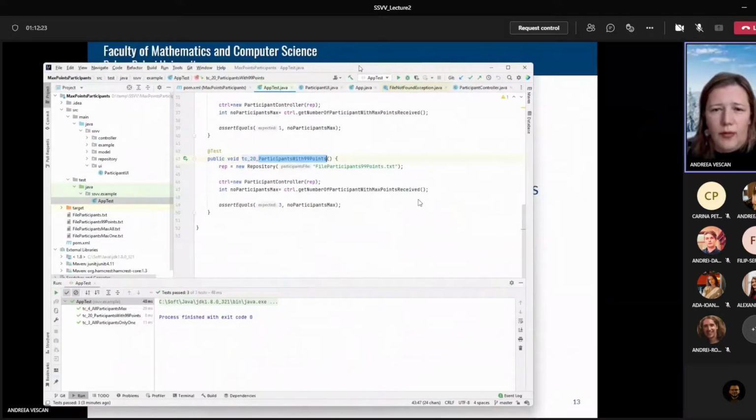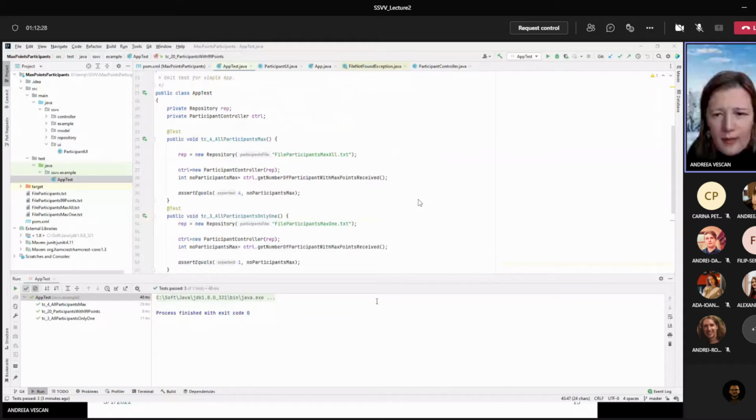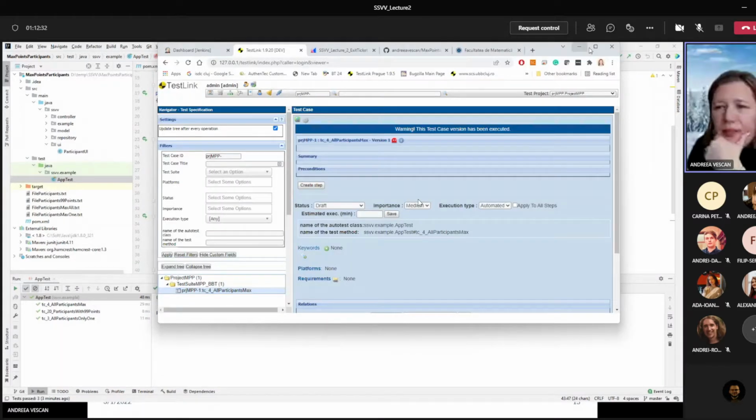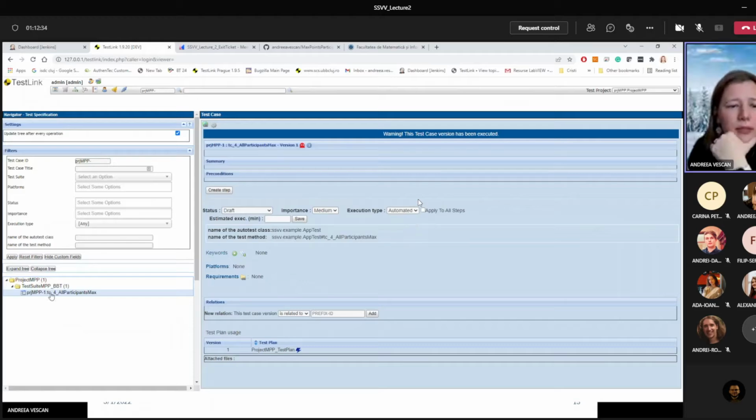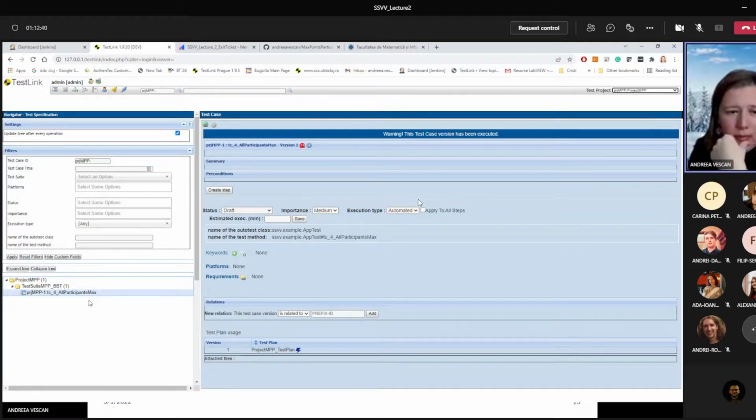This one for the application, right? So one of the test cases. Okay, so this is the test project, the test plan. As you can see, the test case is here, it's created.